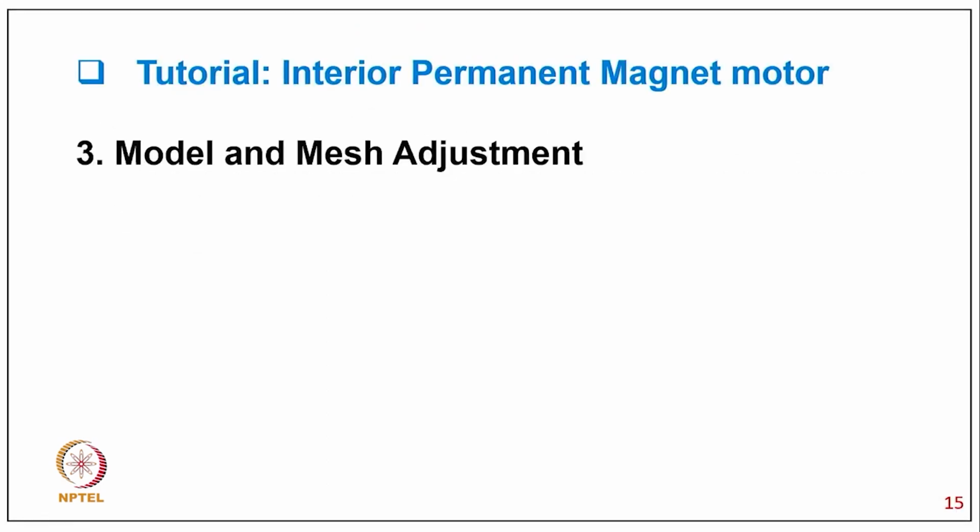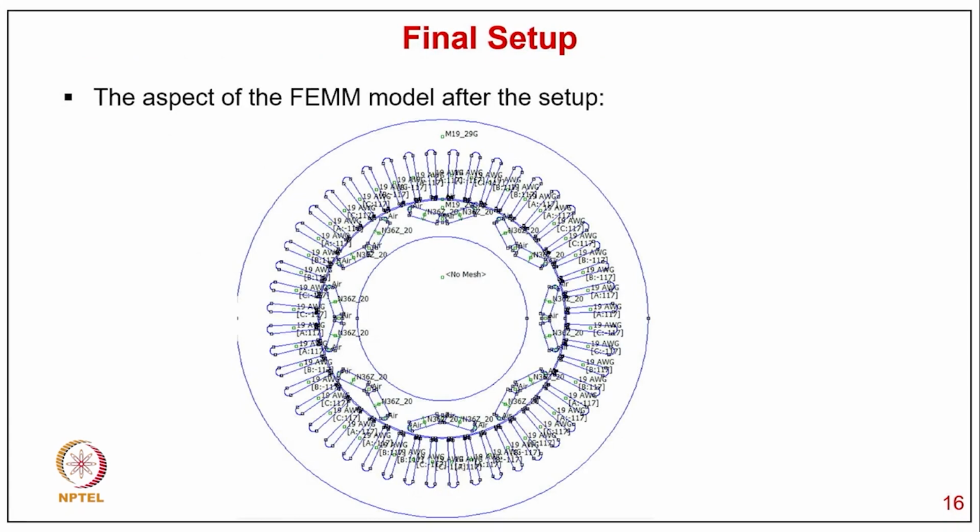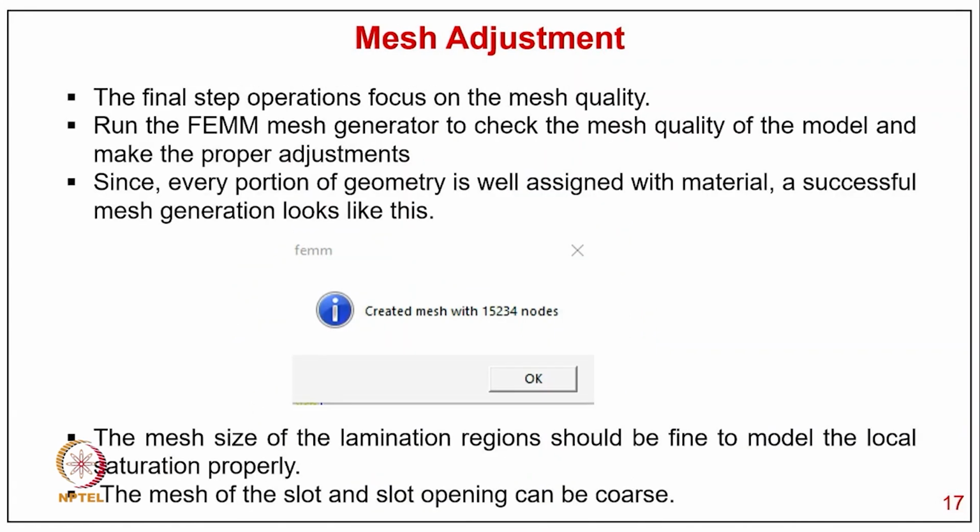Third is the model and mesh adjustment. The aspect of the FEM model after the setup is shown in the figure with all the dimensions. Then the final step focuses on the mesh quality: run the FEM mesh generator to check the mesh quality of the model and make the proper adjustment. Since every portion of the geometry is well aligned with the material, a successful mesh generation looks like this. The created mesh with 15,234 nodes is okay.